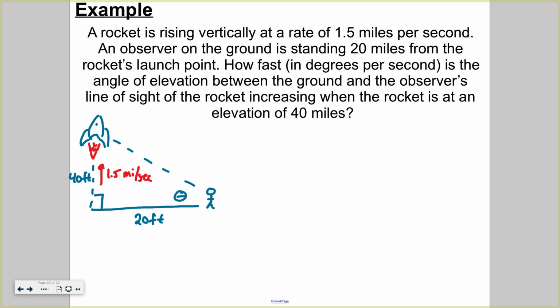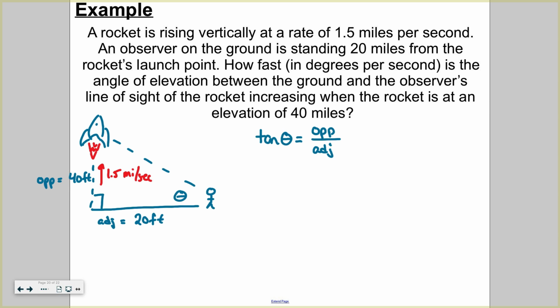We're looking at a triangle that has an opposite side and an adjacent side. So we need to think, what formula do we know that involves an angle, an opposite, and an adjacent side? If you thought tangent, you would be correct. Tangent of theta is equal to the opposite side over the adjacent side. The 40 feet is the opposite side, because that's opposite our angle, and the 20 feet is our adjacent side.